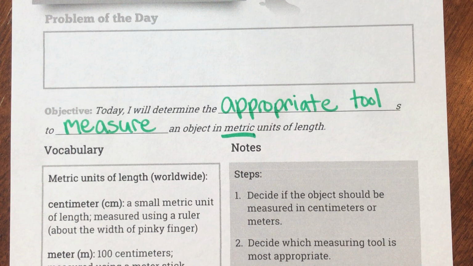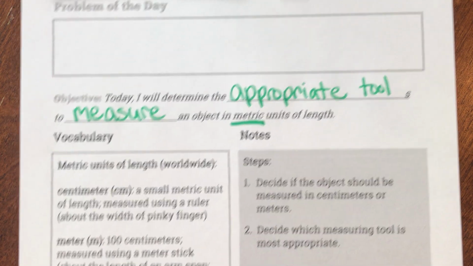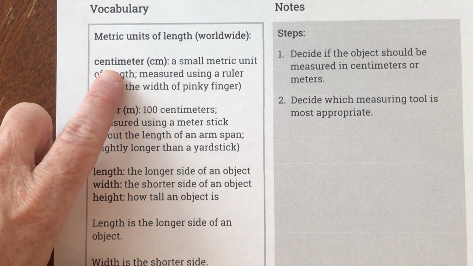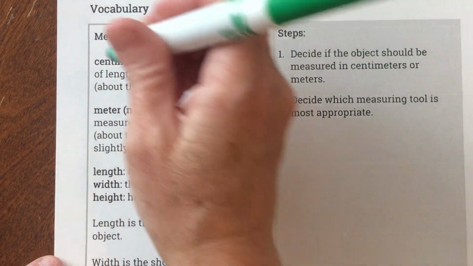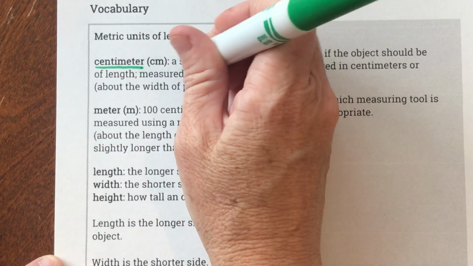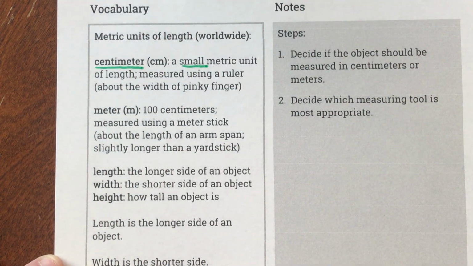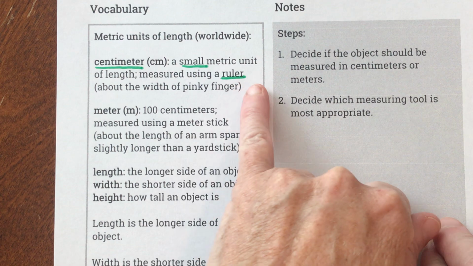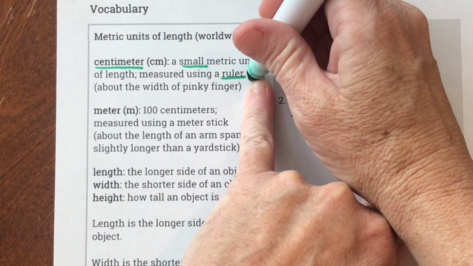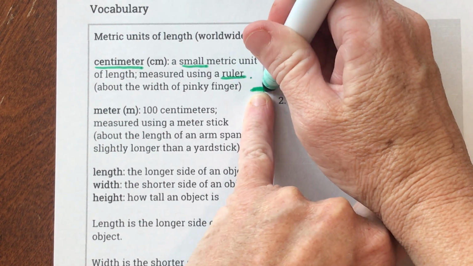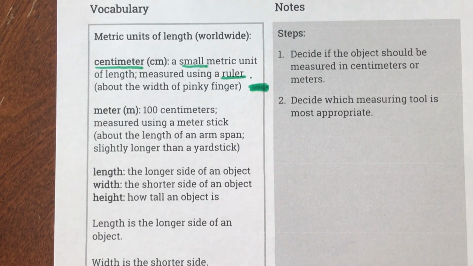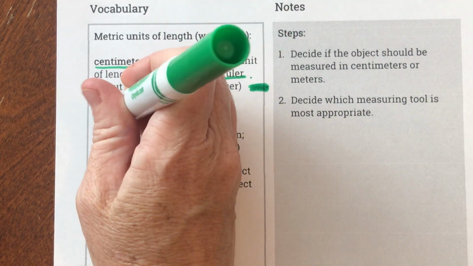So metric, remember, is what the world uses. In our vocabulary, our first metric unit of length is called a centimeter. A centimeter is small. It's for small things, and the tool we use is a ruler. If you didn't have a ruler, it's about the width of a pinky finger, about the width of my pinky finger. It's pretty short.